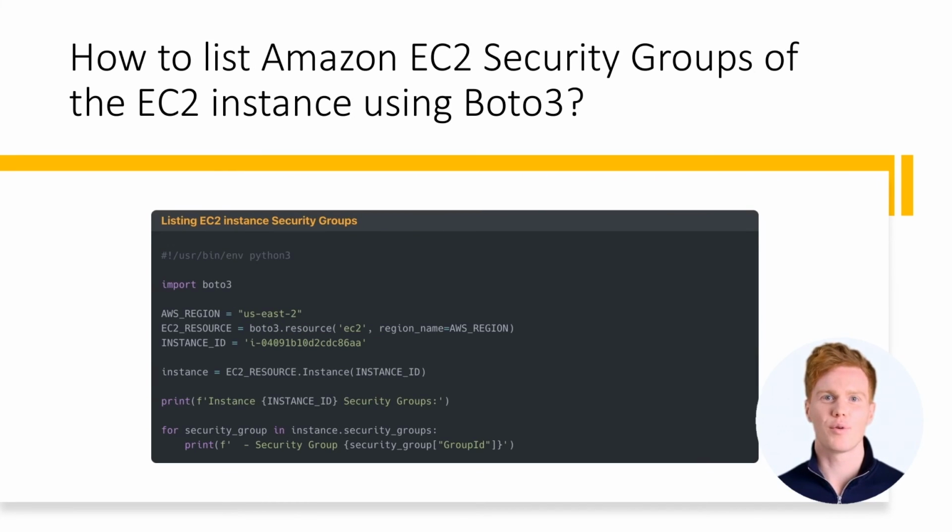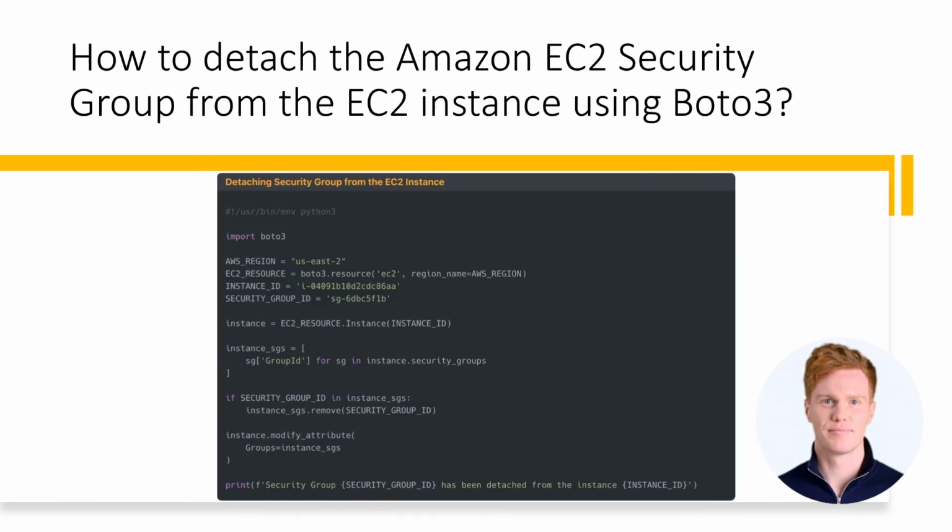To list EC2 instance security groups, you can use the security groups attribute of the instance class of the EC2 resource and iterate over the returned collection using the regular for loop. There's no specific API call to detach the security group from the EC2 instance. To detach a security group from the EC2 instance, you need to get all instance security groups as a list, remove the required security group from the list, and modify or override the security groups of the EC2 instance.